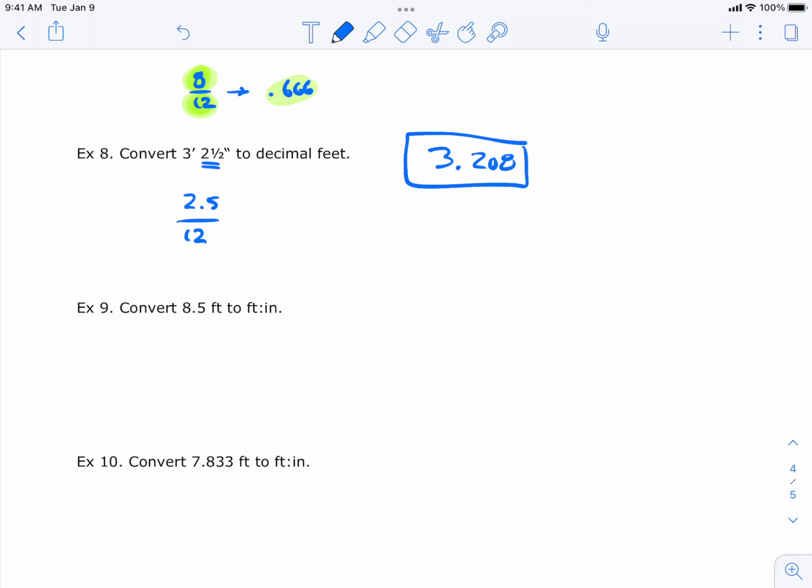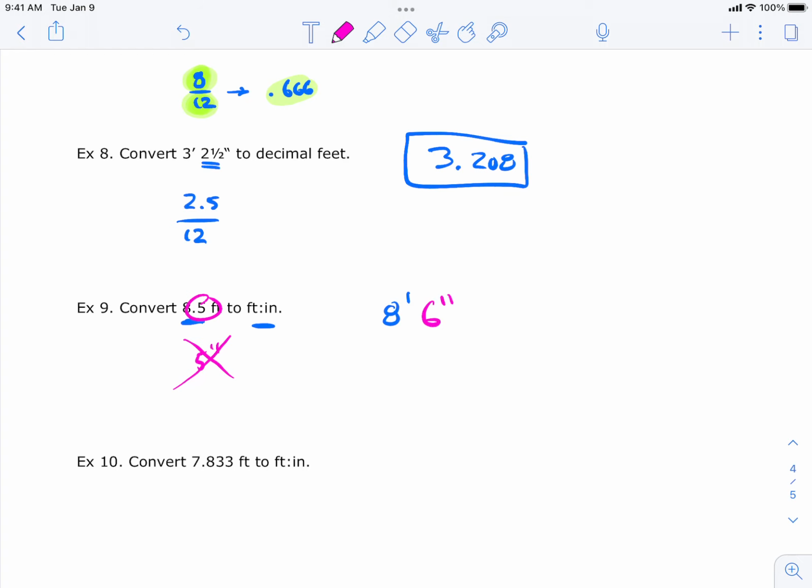Now let's go the other way. I've got 8.5 feet. That's how many feet and how many inches? Well, again, 8.5 feet. You know it's 8 feet and some inches, right? Notice it's definitely not 5 inches. No. It's 0.5 feet. That means half of a foot. How many inches is half of a foot? 6 inches is half of a foot, right?